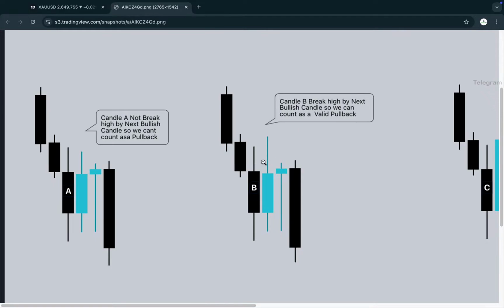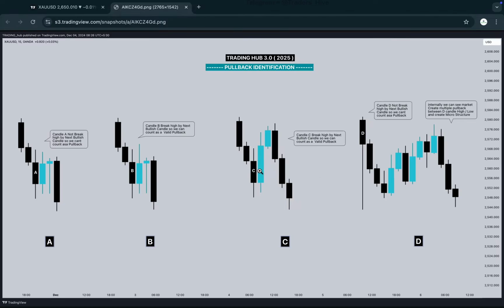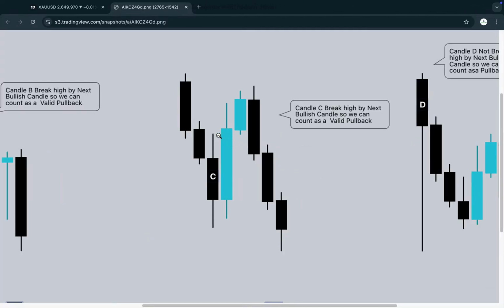As we can see in diagram B, look at this one. In this case, the B candle breaks the previous candle high. The bullish candle breaks the previous candle high, which means this is also a valid pullback. The same thing is applicable here in diagram C. The C candle high is broken by this bullish candle, again a bullish candle, and the market went down. So this is also counted as a valid pullback. It means the market sweeps the previous high and closes above it. In both scenarios, this becomes a valid pullback.